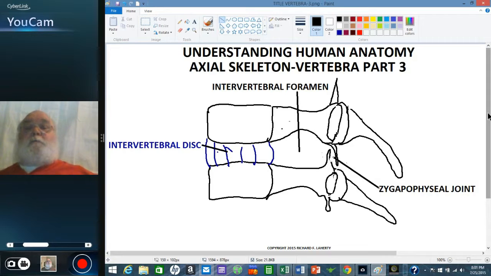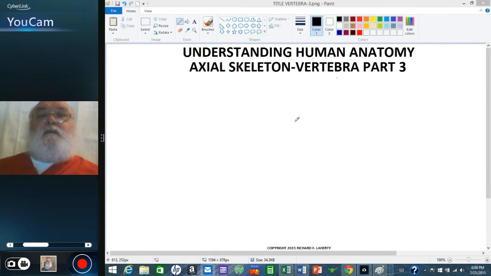It allows free movement. In all synovial joints, there is a space between the bones that is filled with fluid that lubricates the joint to allow easier motion between the two bones. Also, the surfaces of the bones that are in contact with one another are covered with cartilage to provide a smooth, glassy surface. In this next drawing, we're going to look at the structure of the intervertebral disc.